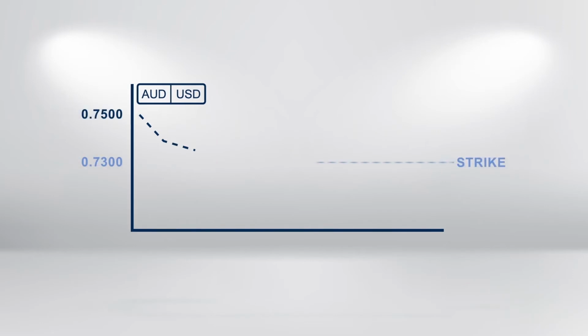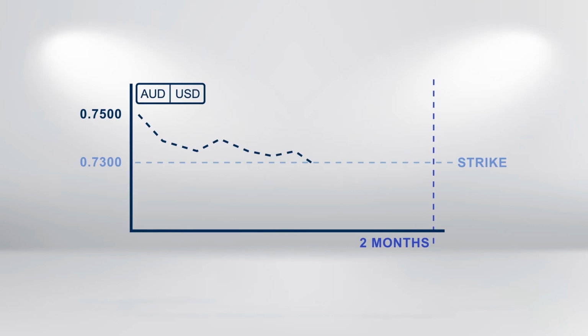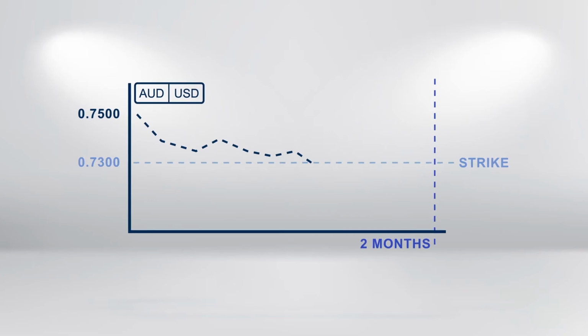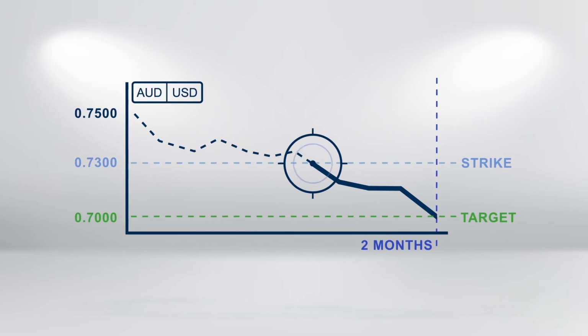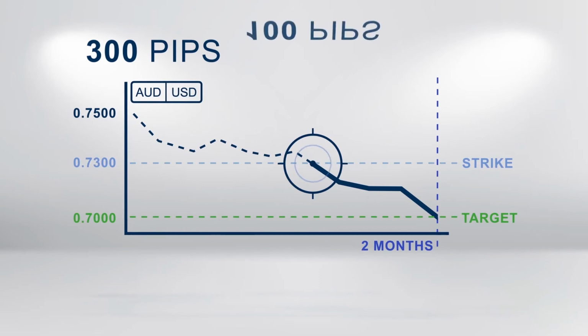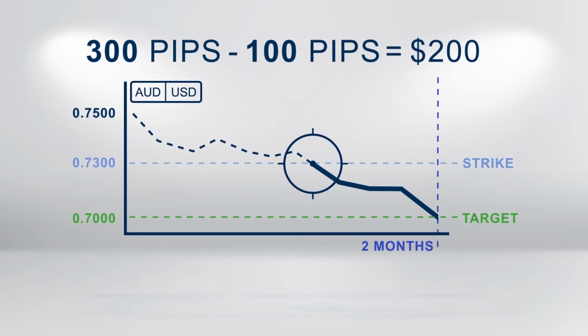During the 2 months, we don't have to worry about a stop level. At any spot level above 0.7300, we can just let the option expire, which leaves us without a position. The max loss is capped at 100 pips. Should Aussie dollar reach our target after 2 months, we can then exercise the option and sell at 0.7300. The strategy will earn us 300 pips minus the 100 pips we paid for the option.